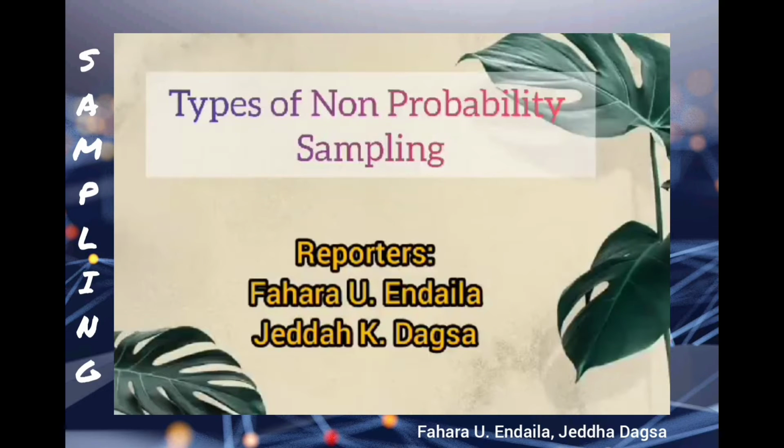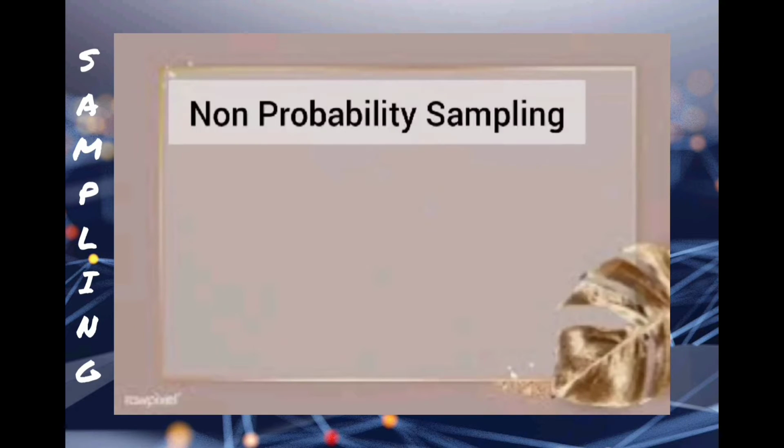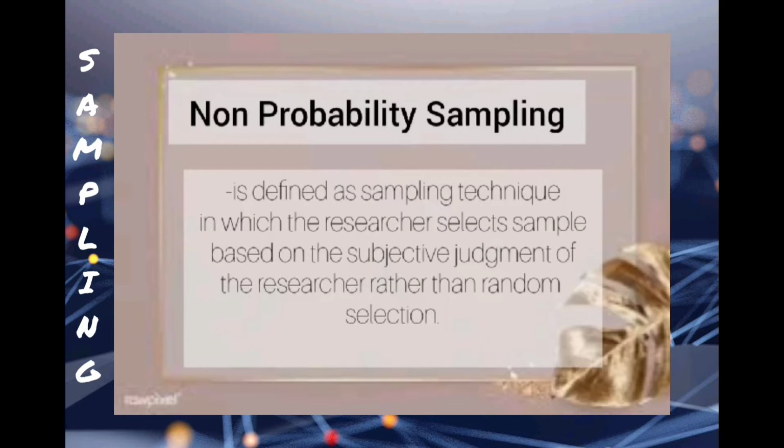Now let's discuss the types of non-probability sampling. First, let us define what non-probability sampling is. Non-probability sampling is defined as a sampling technique in which the researcher selects the sample based on the subjective judgment of the researcher rather than random selection. These sampling methods depend heavily on the expertise of the researchers.